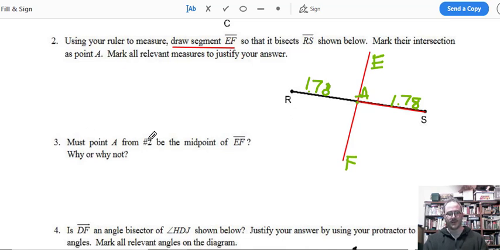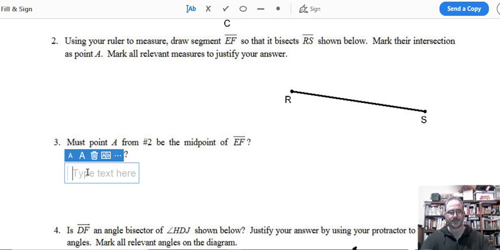Must point A be the midpoint of EF? Do we think A is necessarily the midpoint of EF as I drew it? No, it doesn't look like it is. AF looks longer to me, just eyeballing it, than EA. So just because EF cuts RS in half doesn't mean that RS cuts EF in half. I'm going to use the little typing tool to put that in there. No.